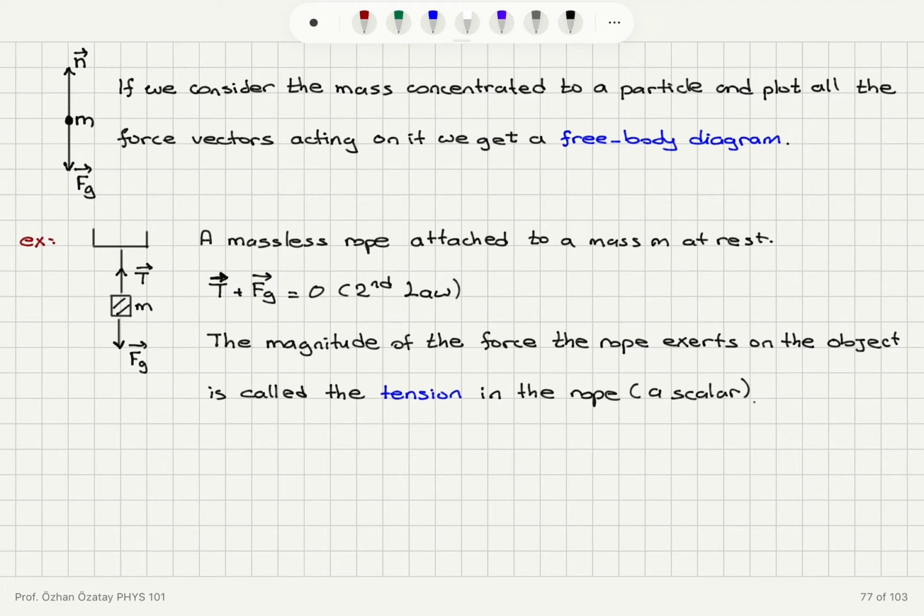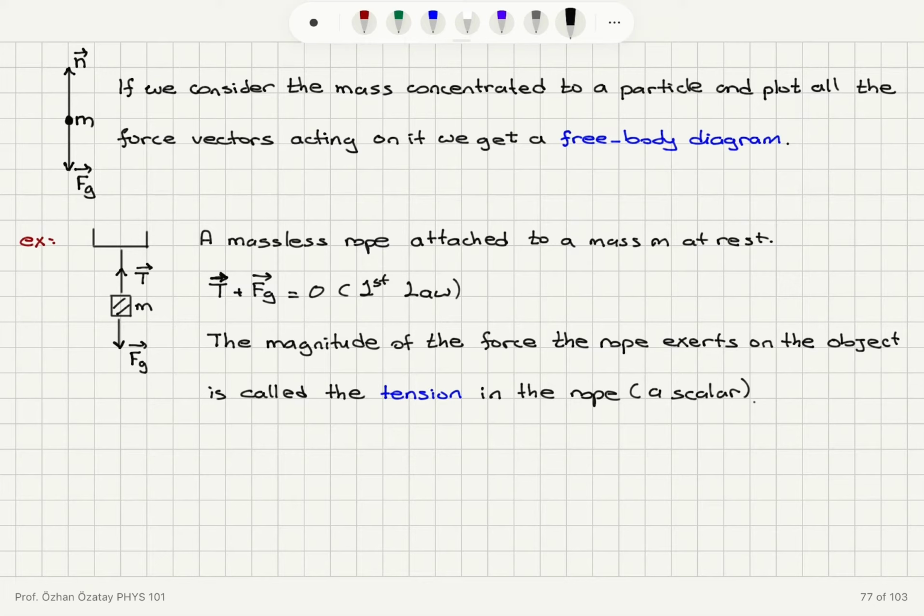So the total force acting on the object will be the force T exerted by the string plus the gravitational force. That is equal to 0. The object is not moving, so we can say, according to the first law, the net force acting on it is 0. So the magnitude of the force the rope exerts on the object is how much? It's basically the magnitude of the gravitational force.